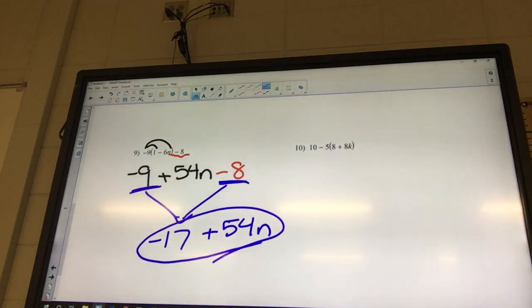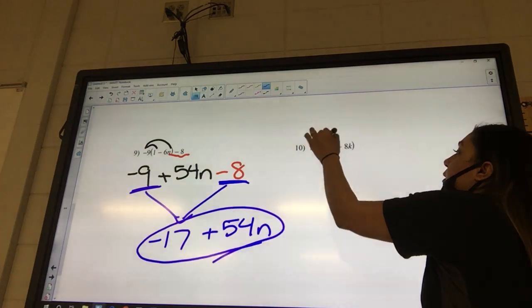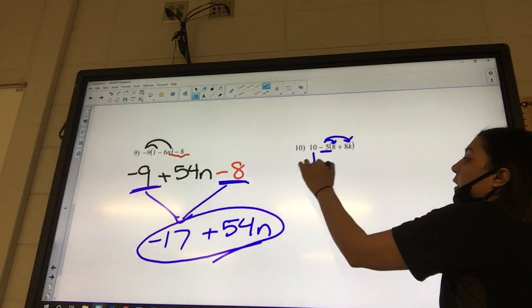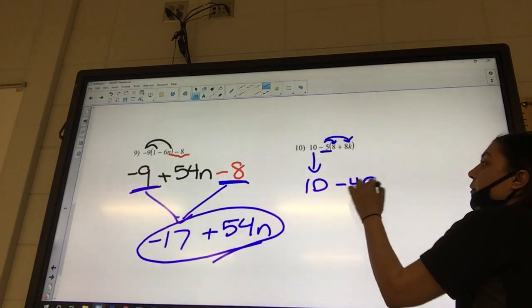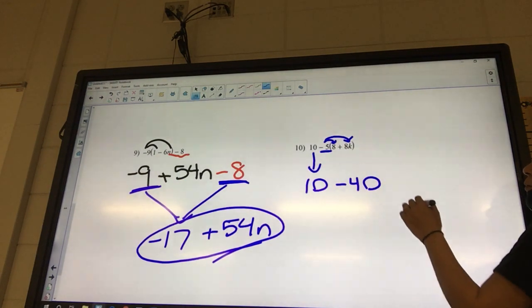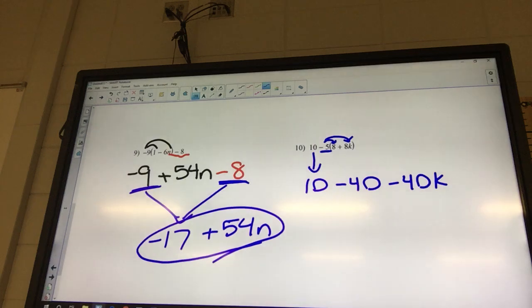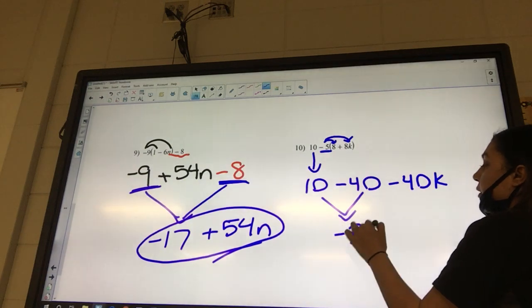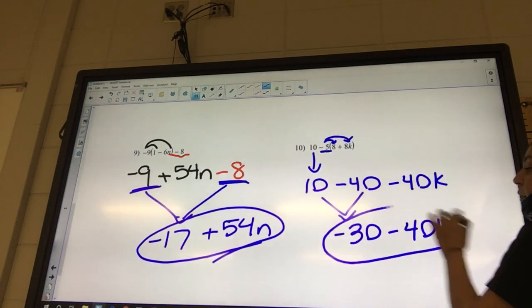How will we do it on 10? This is like the other way around. It's going to be like negative 5 gets distributed. And then we just add it at the end. Yeah, so you can drop the 10 down. Negative 5 times positive 8 is going to be negative 40. And then what can you put together? Negative 40 and 10, and that's going to give me a negative 30 minus 40k.